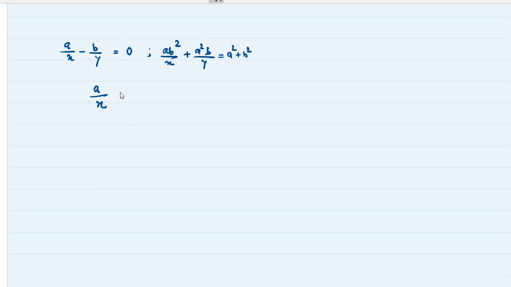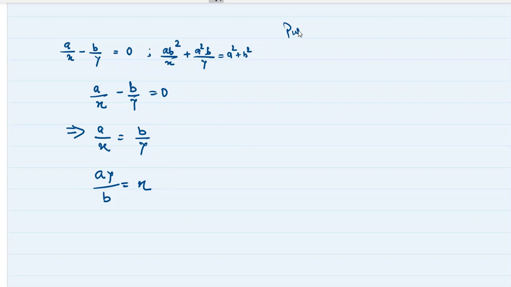So a by x minus b by y is equal to 0, right? This implies that a by x is equal to b by y, and this means that a y by b is equal to x. We have found the value of x in terms of a, b, and y: a y by b is equal to x. Now, this value of x, I need you to substitute in the second equation.